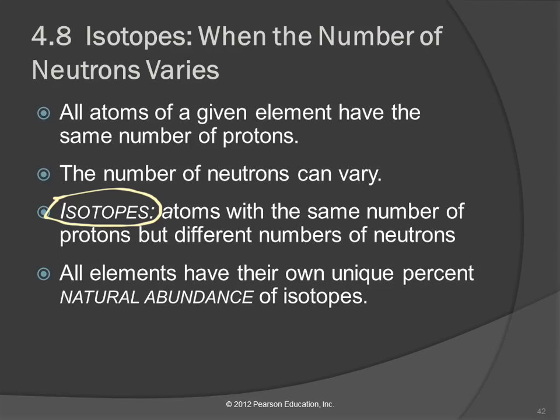Each element, though, does have its own natural abundance of isotopes. And so if you look at carbon that you isolate from compost here in Tulare County and you compare it with carbon that you got from burned wood in Egypt, the percent abundance of each of the isotopes will be pretty much the same. So all elements have their own natural abundance, and that's pretty much constant throughout the globe.